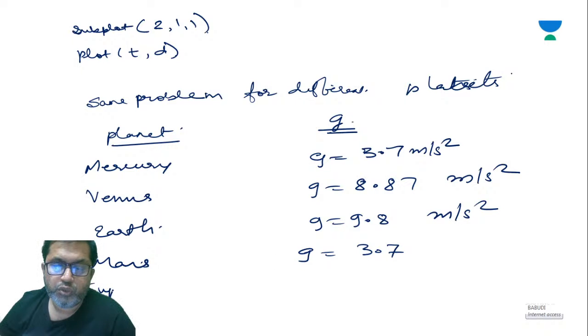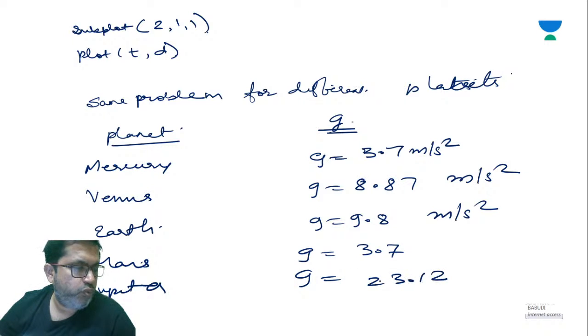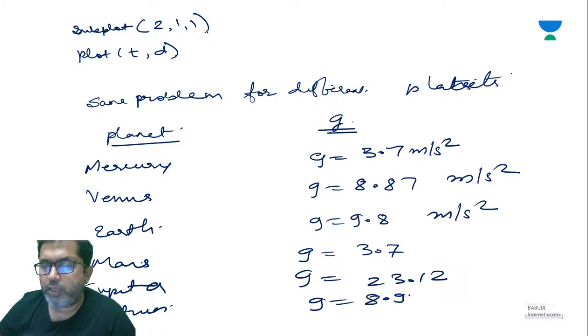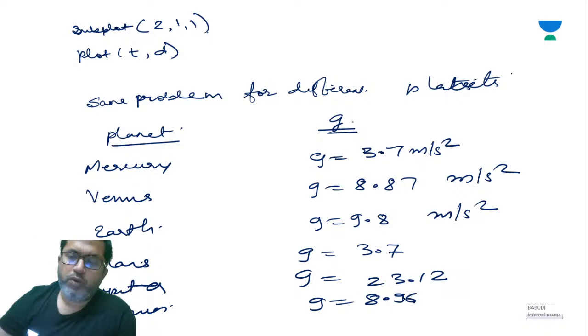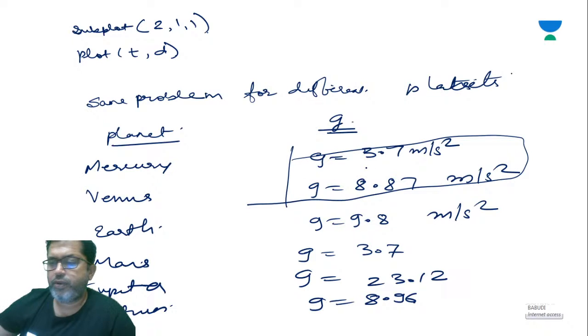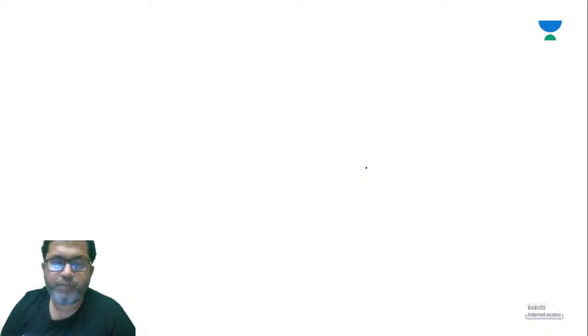Where Jupiter, g is equal to 23.12. Saturn, g 9 meter per second squared, and so on. First we will consider only these two, 3.7 and 8.87. Okay, so straight away we will write down the program.